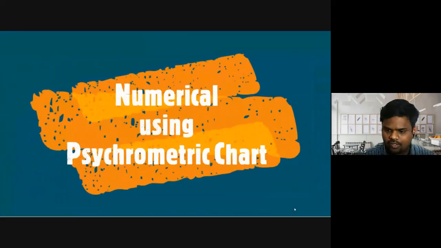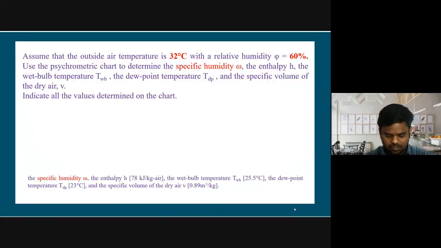Okay, now we are going to solve numericals using the psychrometric chart. How to solve numericals? Say, for example, take down this problem. Assume that the outside air temperature is 32 degrees Celsius with a relative humidity of 60%. So these two parameters, dry bulb temperature and RH, relative humidity, are known. Use the psychrometric chart to determine the specific humidity omega, that is absolute humidity.